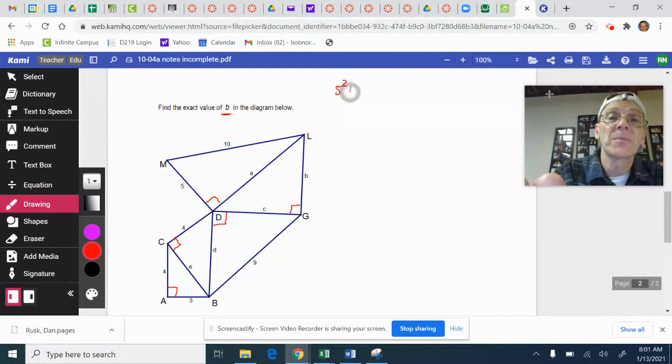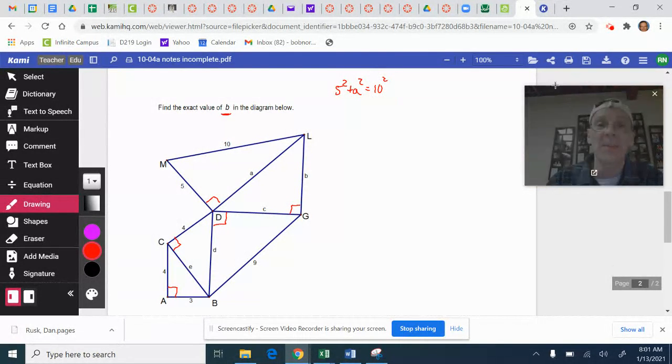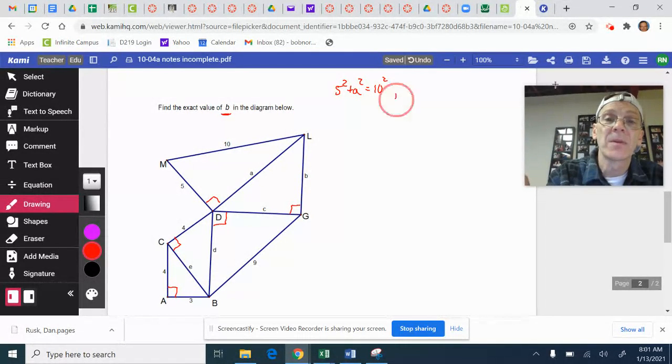5 squared plus a squared is equal to 10 squared. The a doesn't go on the right side of this equation. It's not the hypotenuse, right? So 25 plus a squared is equal to 100. Subtract 25 from both sides. You get a squared is equal to 75. And so a is equal to the square root of 75.